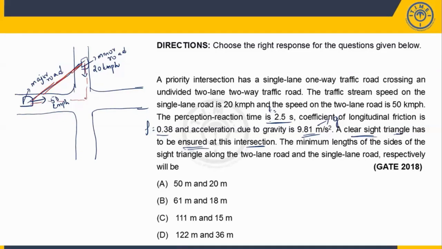So the minimum length of the sides of the sight triangle along two lane road and single lane road. That is, from here to here, what is the minimum length? L1. And from here to here, what is the minimum length? L2. He is asking us. Now listen. Let's calculate.